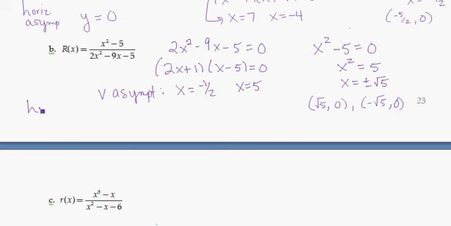And finally, our horizontal asymptote, again, we're just going to look at the degree of the numerator compared to the degree of the denominator. In this case, the degree is the same. They're both 2. So the horizontal asymptote will occur at the leading coefficient of the numerator divided by the leading coefficient of the denominator. So it'll occur at y equals 1/2, 1 over 2.